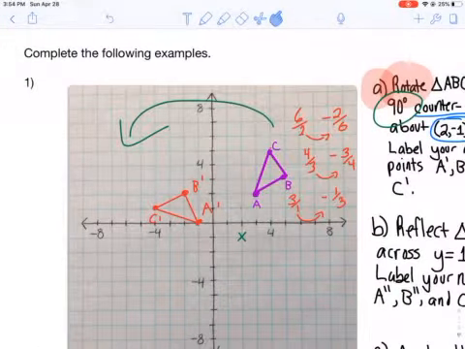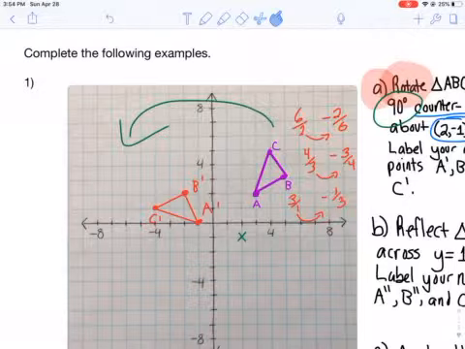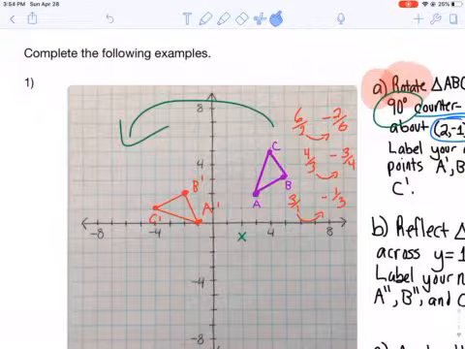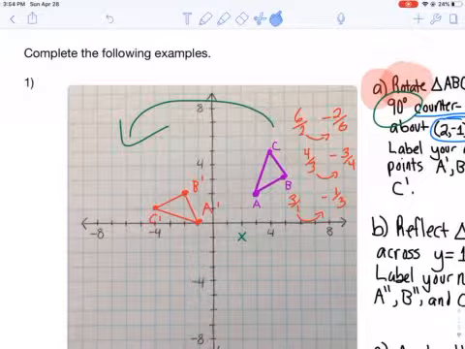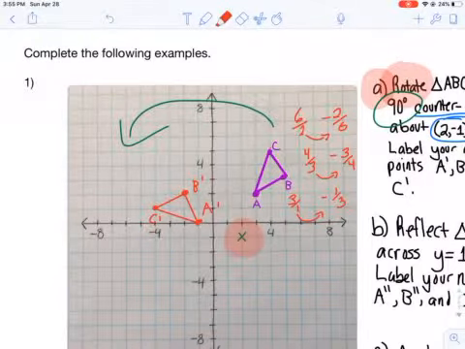If you need further help, I've posted a number of videos about rotating shapes and points using perpendicular lines, whether it's 90 degrees clockwise or counterclockwise. If you're still struggling, please refer to those videos. I've got a lot of practice problems on there. But hopefully this gives you the idea. Again, when rotating 90 degrees, find that center of rotation and make perpendicular lines.